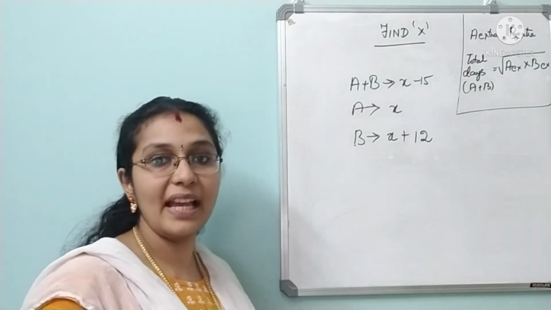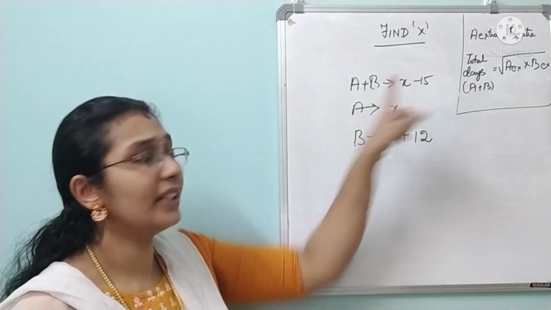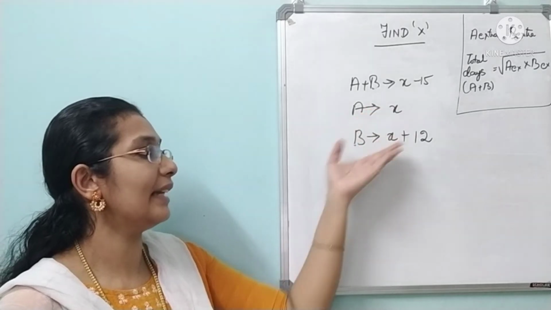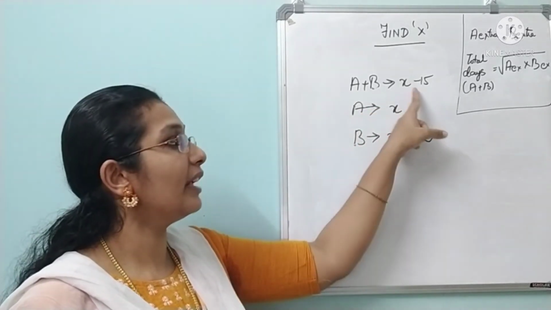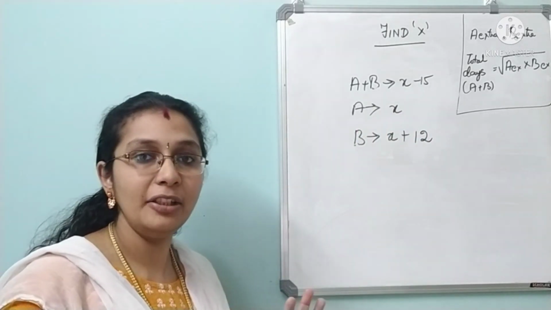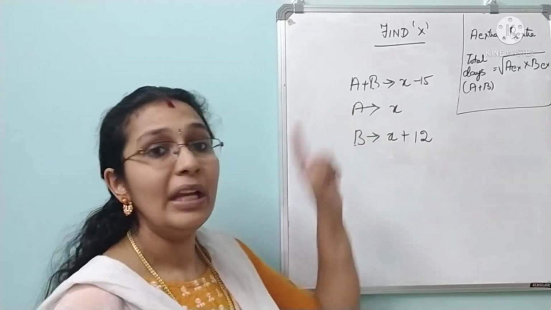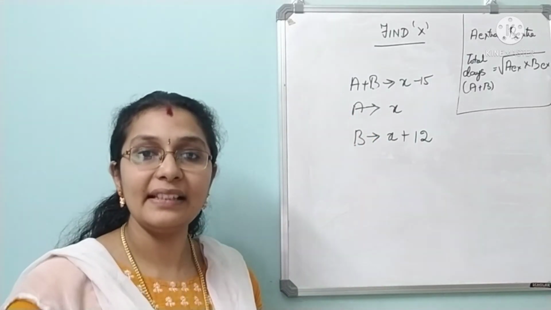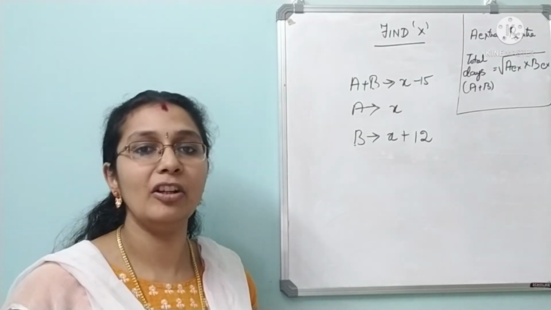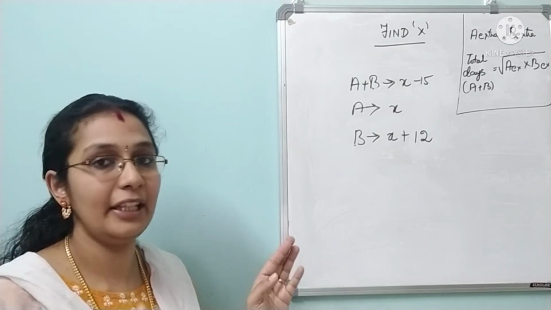There are chances that they might ask questions like this, where you have A plus B together as x minus 15, A as x and B as x plus 12, or any other numbers. Don't worry when you get a negative sign here. I'll tell you the concept, understand it, and you can easily proceed. Persons working together will take less time than persons working alone. Be clear in your concept.